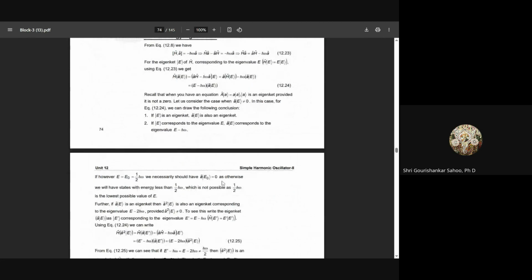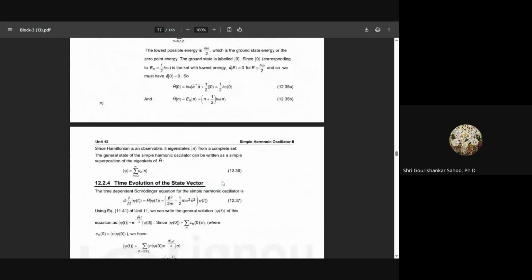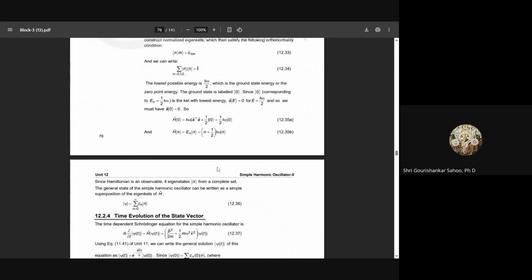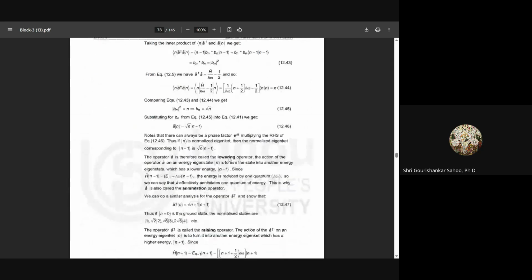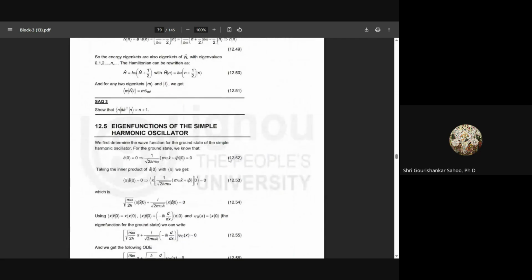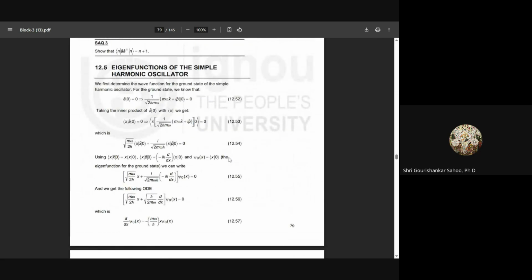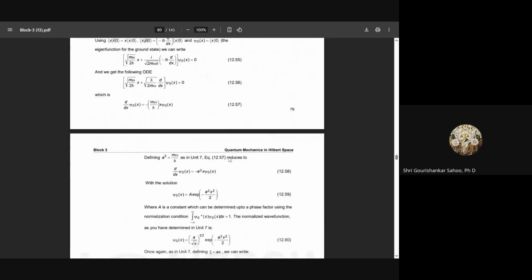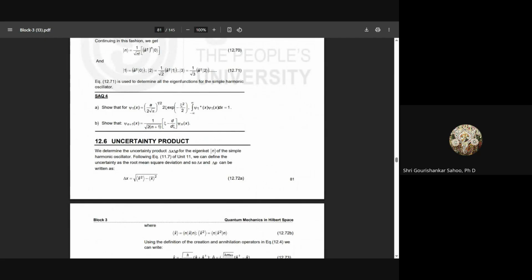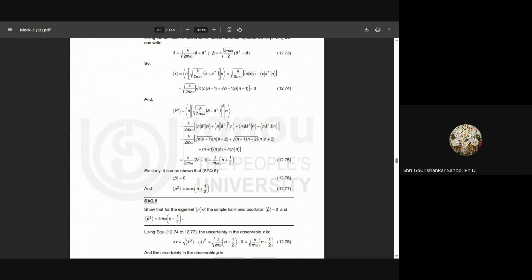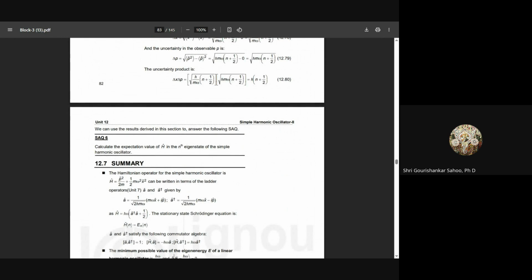Then you have the expectation value, which we have discussed in the Schrodinger picture, and you can see here it is also the same, n plus half h cross omega. Then creation and annihilation operator, lowering and raising operator, and eigenfunction of a simple harmonic oscillator, which we have discussed earlier, and you can see the values are the same here also. Then uncertainty product, P cap square is equal to h cross m omega (n plus half). The average value will be like this.